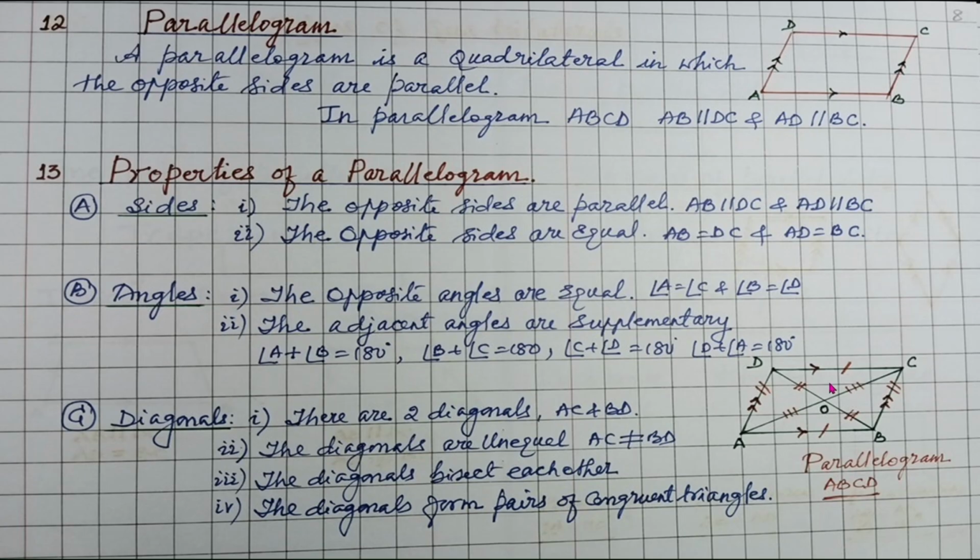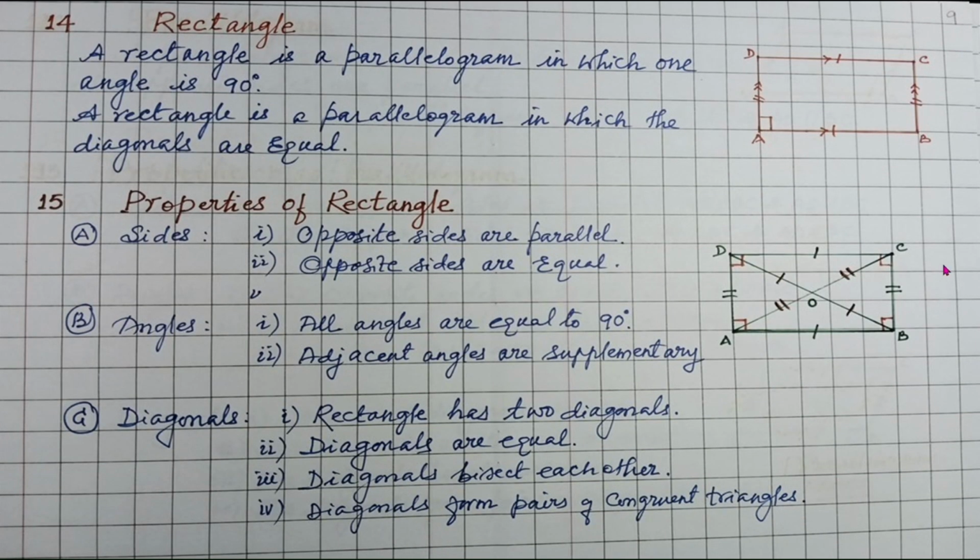If you observe here, we have triangle AOB congruent to triangle COD and triangle AOD congruent to triangle COB, and so on. There are different pairs of congruent triangles formed by the two diagonals of a parallelogram. Remember that. Now rectangle. A rectangle is a special parallelogram. A parallelogram in which one of the angles is 90 degrees is a rectangle.